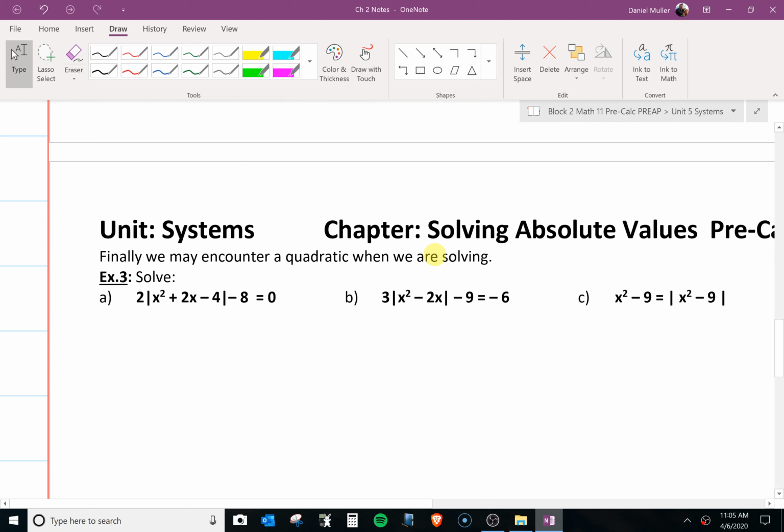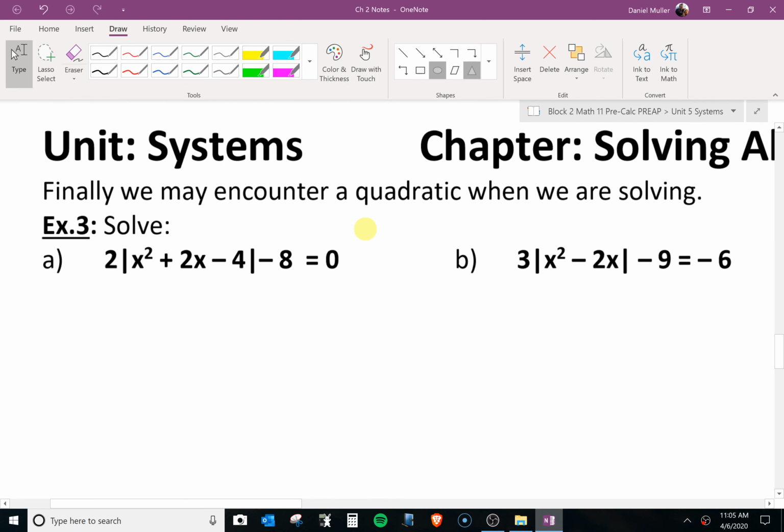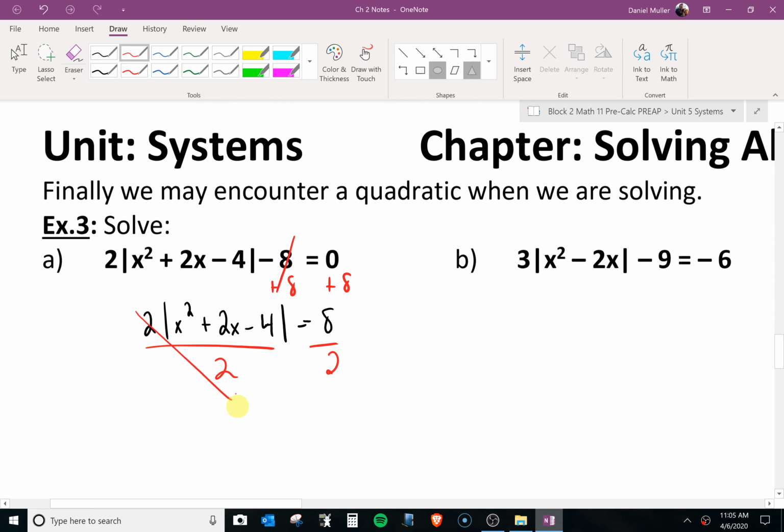So let's take a look here at the very first question. The rule still applies. We need to get the absolute value alone. In that case, I'm going to move over this 8 by adding, and then I'll have to divide by this 2. So I'll write the 2x squared plus 2x minus 4 in absolute values equals 8, and then divide this whole thing by 2. Then I'd get the absolute value of x squared plus 2x minus 4 is equal to 8 over 2, which is 4.